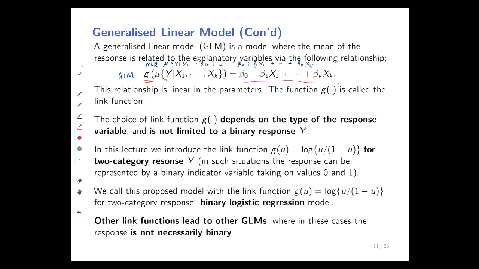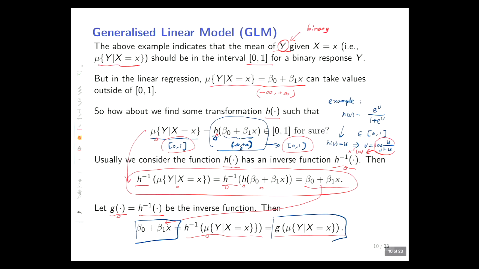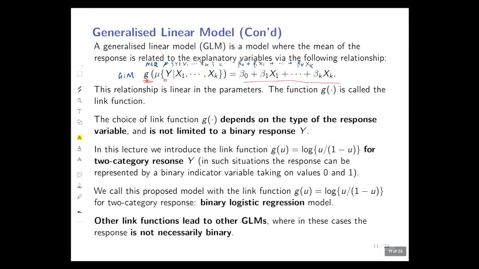The purpose of this g function is to solve the mismatch problem between the mean of the response and this linear combination. So that's the incentive for us to propose this g function, and it is called the link function. That's the only difference between the generalized linear model and the multiple linear regression model.